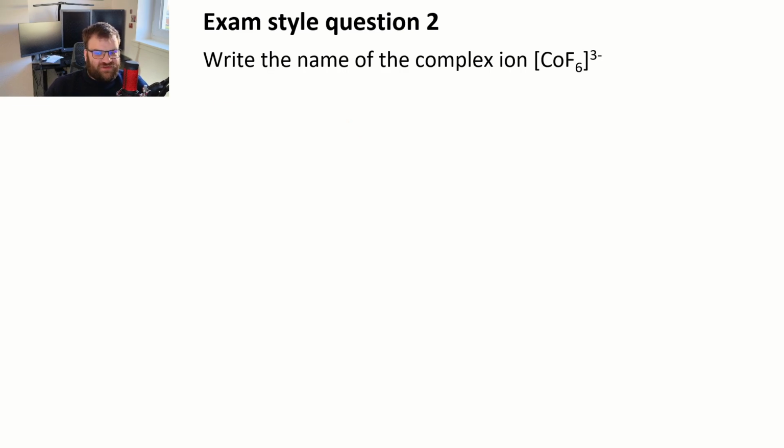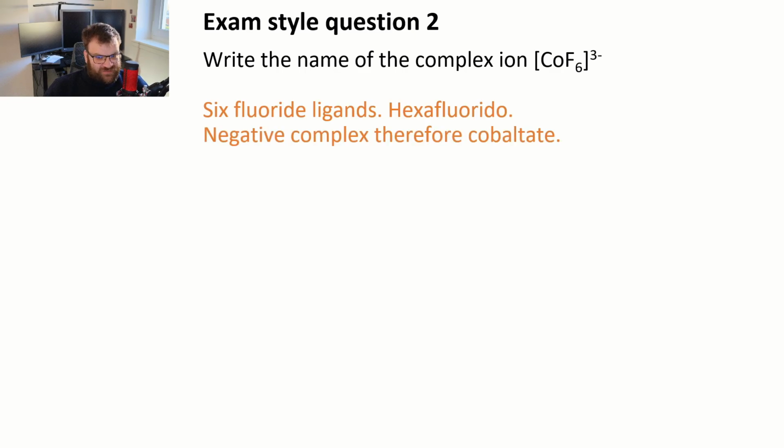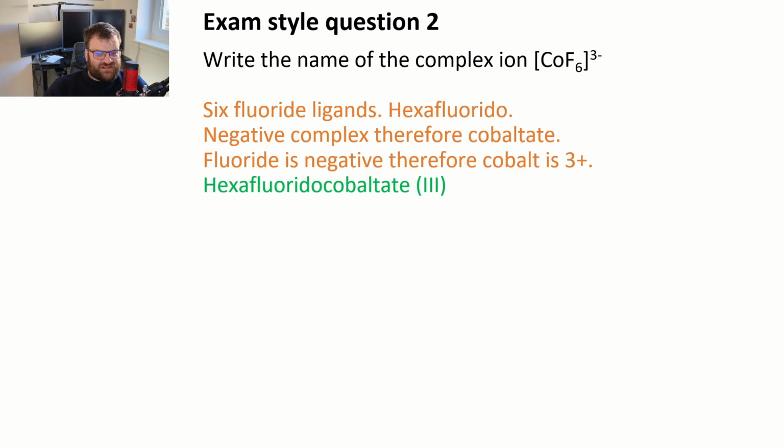And here we're asked to do a negative complex this time. So this one would be hexafluorido cobaltate, because it's negative overall. Each fluorine is 1 negative. Therefore, your cobalt has got to be 3 plus. Then you've got 3 plus from Co, 6 negative from F6. Overall, 3 negative gets your answer.